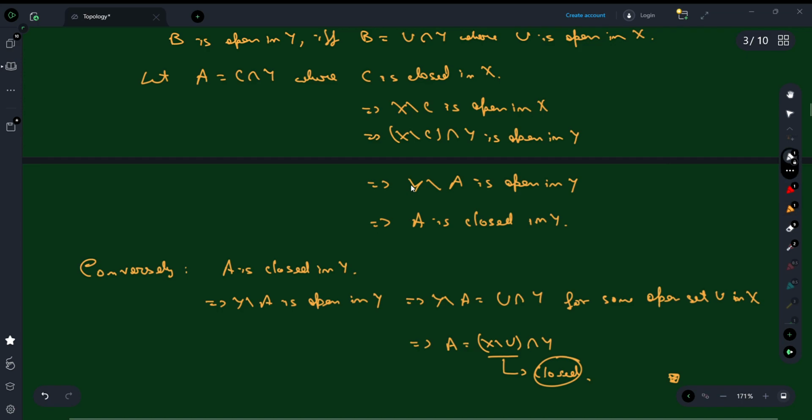One obvious observation from here is that if you have a subspace of some topological space, then some set being closed in that subspace doesn't necessarily imply it's closed in X. So it needs to be an intersection of a closed set with Y. That's all.